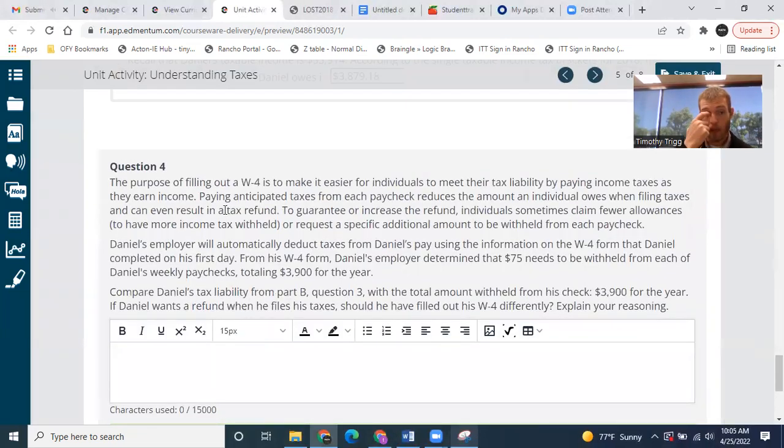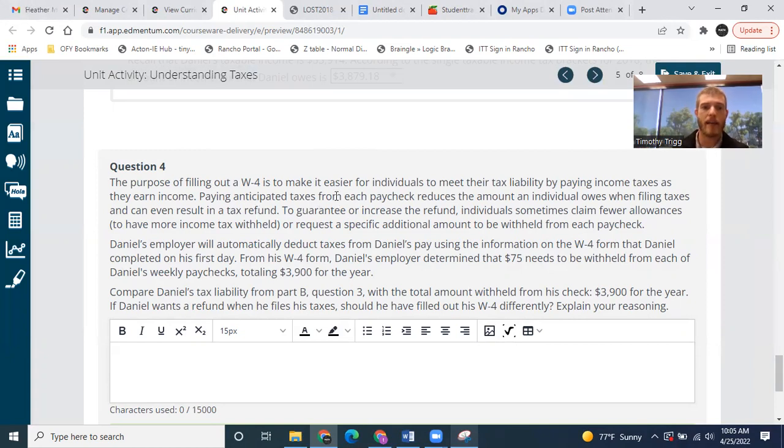Okay. Question 4. The purpose of filling out the W-4 is to make it easier for individuals to meet their tax liability by paying income taxes as they earn income. So you notice if you have a paycheck, they take out taxes from it. The reason why is because if you pay taxes throughout the year, then ideally at the end of the year, when you have to pay your income tax, hopefully you don't owe any more than you've already paid, right? If you didn't pay enough throughout the year, then you're going to owe taxes when the tax season comes along at the beginning of the following year.